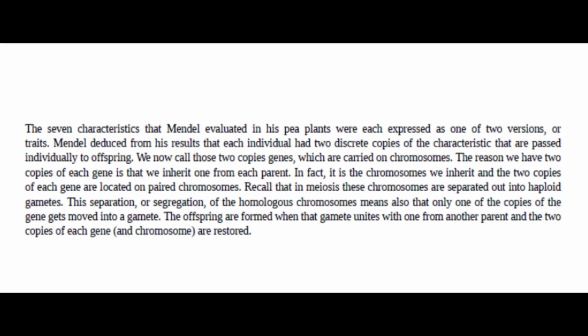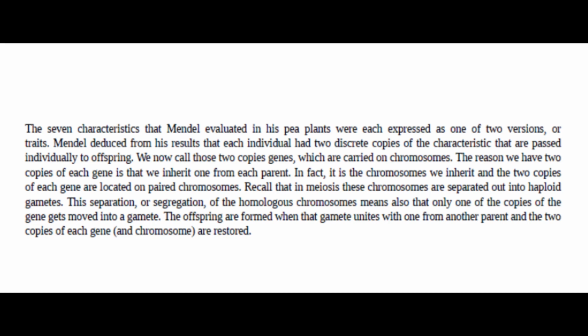The 7 characteristics that Mendel evaluated in his pea plants were each expressed as one of 2 versions or traits. Mendel deduced from his results that each individual had 2 discrete copies of the characteristic that are passed individually to offspring. Now we call these 2 copies genes, which are carried on chromosomes. The reason we have 2 copies of each gene is that we inherit one from each parent.